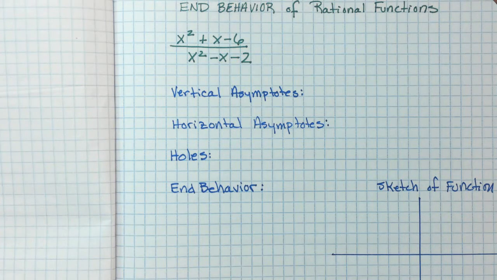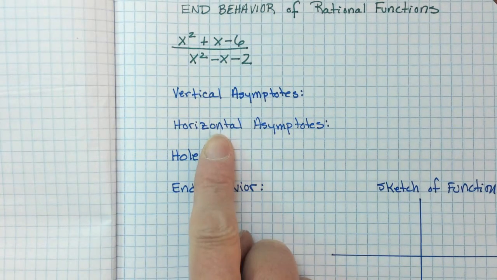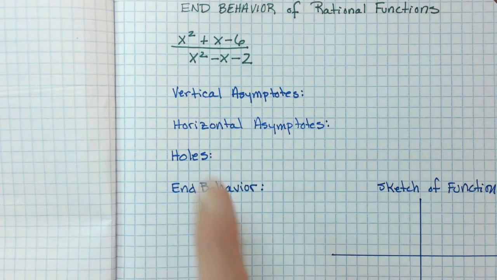In this video, we're going to talk about end behavior of rational functions. Now, end behavior of rational functions is different than polynomial functions, so pay close attention to when we talk about end behavior. We're going to review a couple of things here: vertical asymptote, horizontal asymptote, and holes.